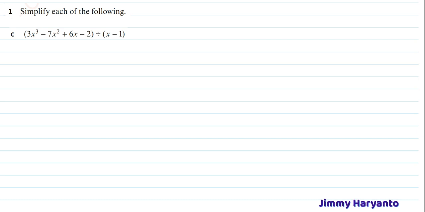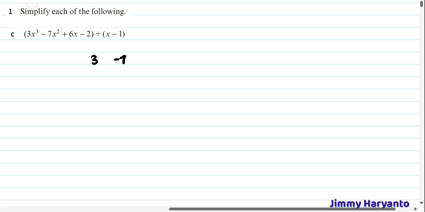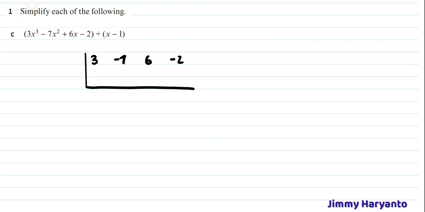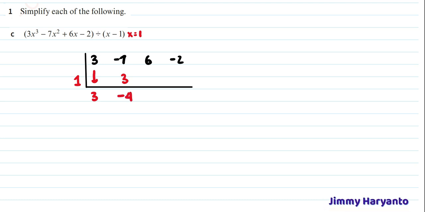Next is question C. We have 3, negative 7, and then 6, and then negative 2, divided by x minus 1. That means x equals 1. 1 is right there. 3 going down. Multiply 3 with 1, you'll have 3. You add negative 7 and 3, it will become negative 4. And then negative 4 multiplied by 1, you'll have negative 4. And then add them, 2. And then multiply by 1, you'll have 2. And then this one is 0.